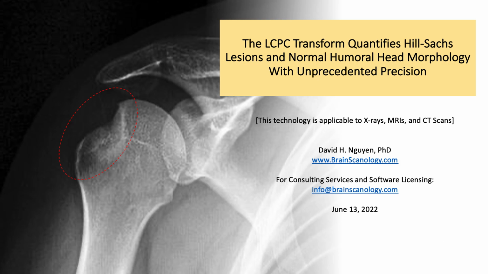In this presentation, we did a pilot study on measuring the shape of Hill-Sachs lesions in the shoulder. We did this to show the efficacy of measuring shape via the LCPC compared to current approaches. I'd like to highlight that our technology is applicable to X-rays, MRIs, and CT scans because we measure structure, not intensity. Here is an example of a Hill-Sachs lesion resulting from dislocation of the shoulder.